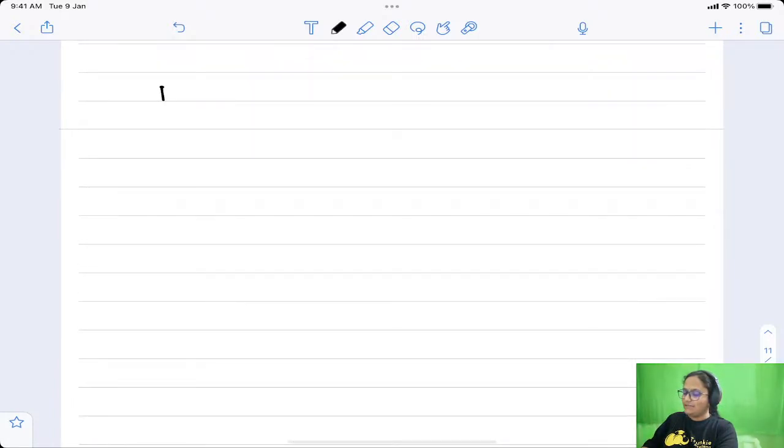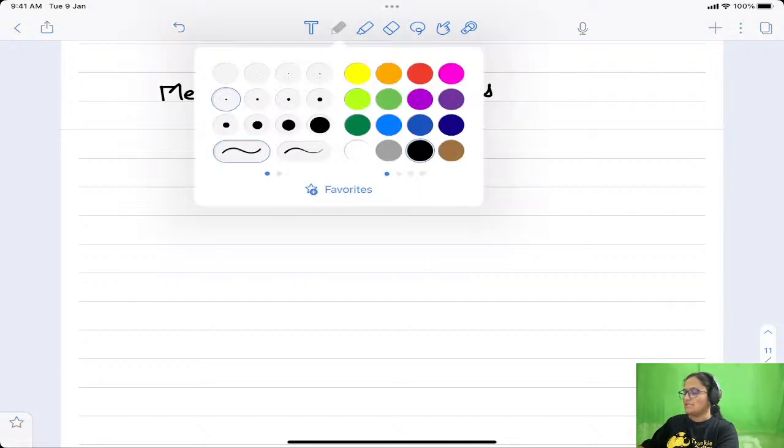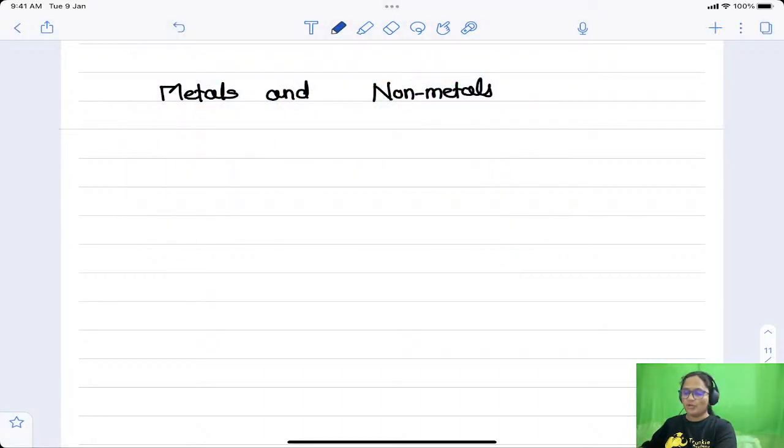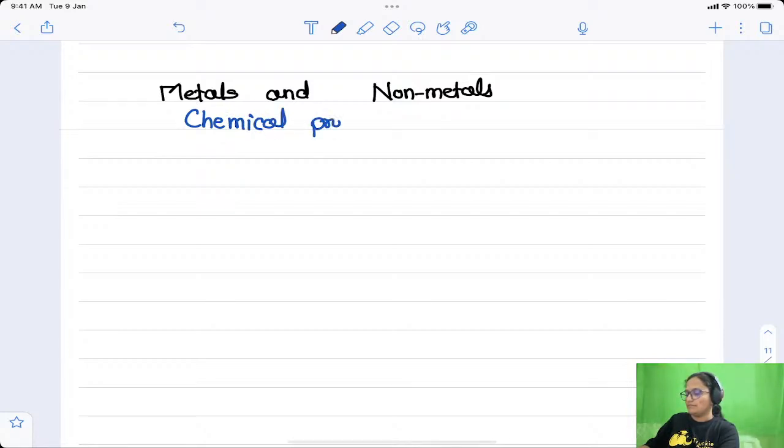Yes, we have started with metals and non-metals. In the last class we discussed the physical properties of metals. Today we are going to start the chemical properties of metals and non-metals.